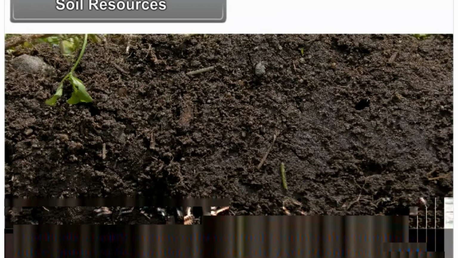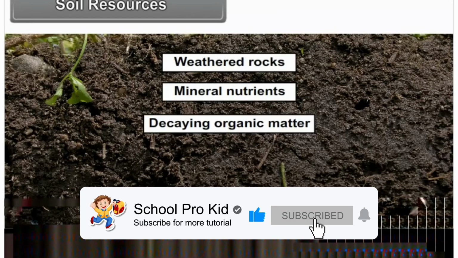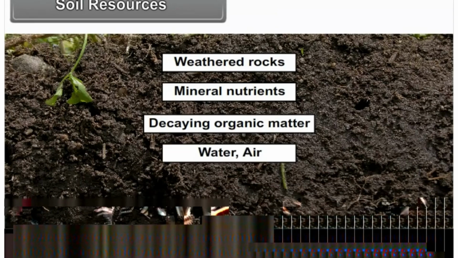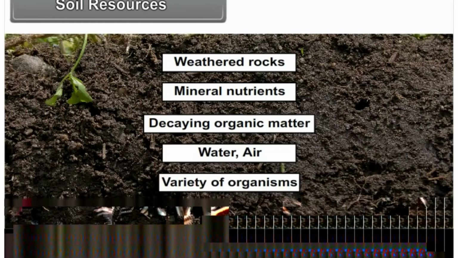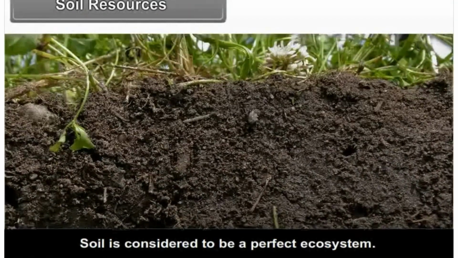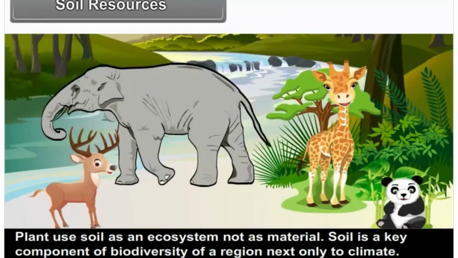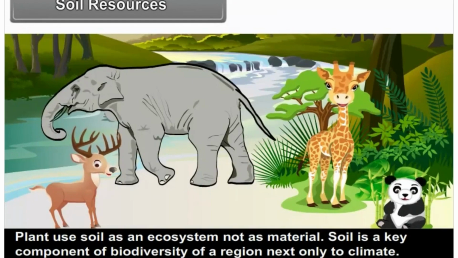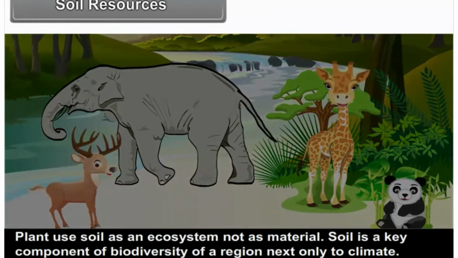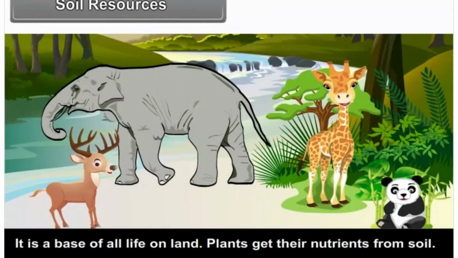Soil resources. Soil is basically a mixture of weathered rocks, mineral nutrients, decaying organic matter, water, air, and a variety of organisms. Soil is considered to be a perfect ecosystem. Plants use soil as an ecosystem, not as material. Soil is a key component of biodiversity of a region, next only to climate. It is a base of all life on land.